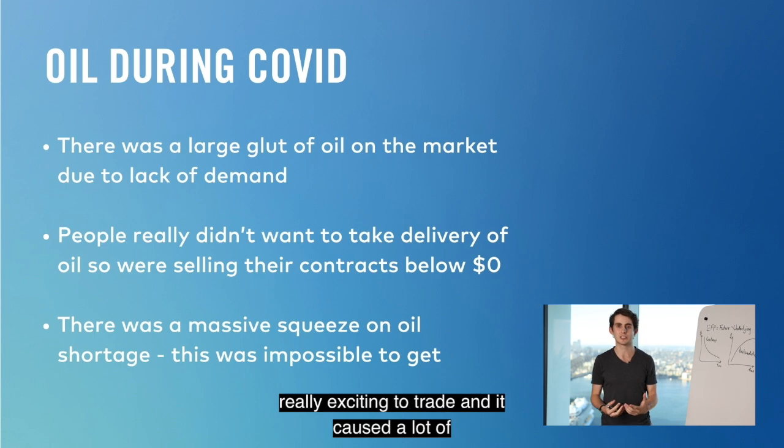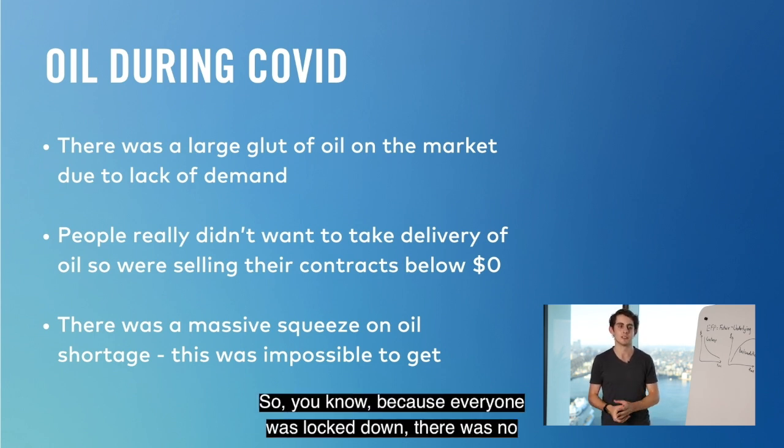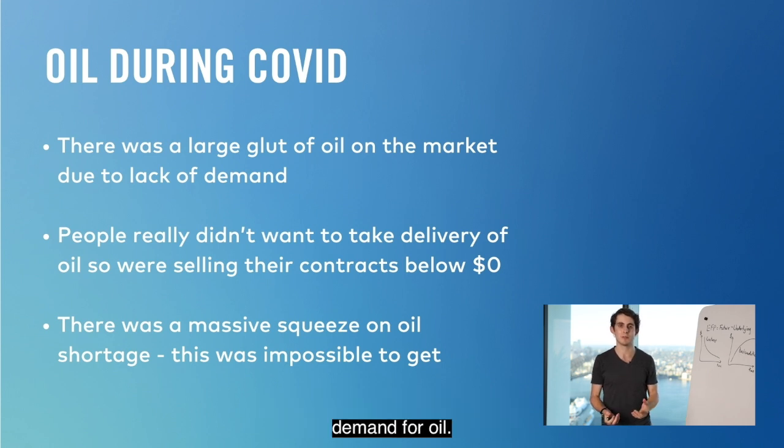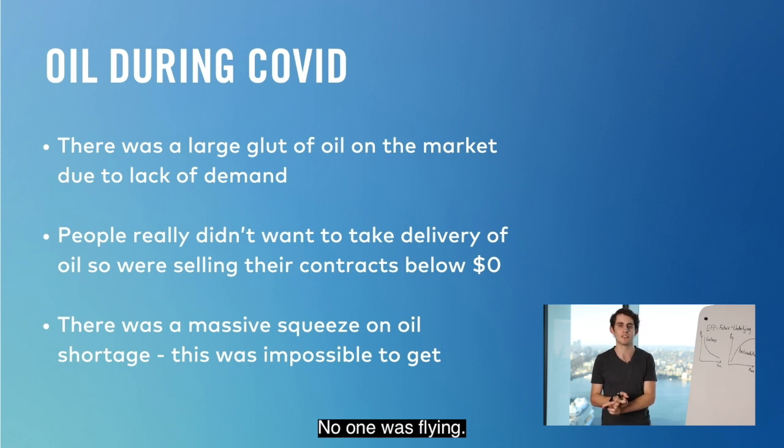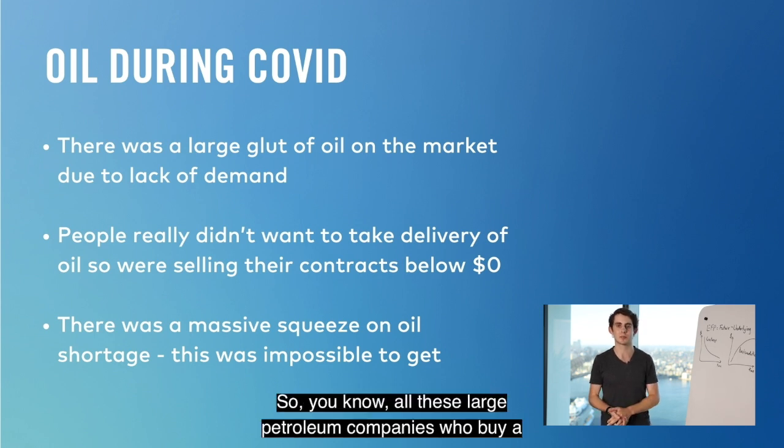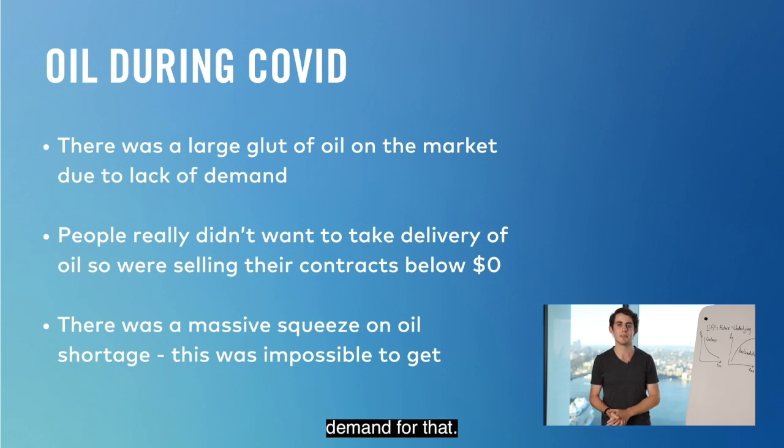It was really exciting to trade, and it caused a lot of really large opportunities. Because everyone was locked down, there was no demand for oil. No one was driving to work, no one was driving at all, no one was flying. So all these large petroleum companies who buy a lot of oil and ship it around the globe had no demand for that. There was a real oversupply of oil. There was a glut in the market.